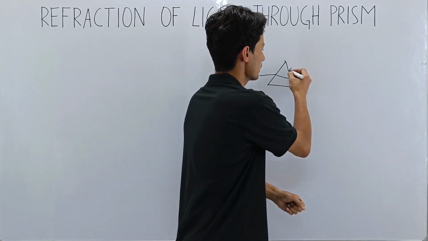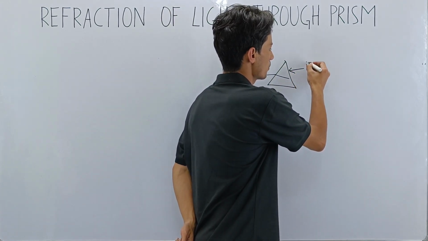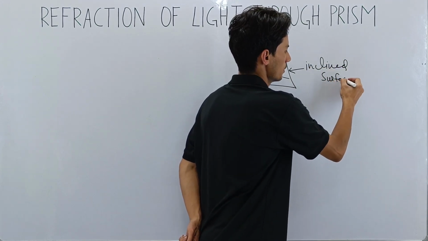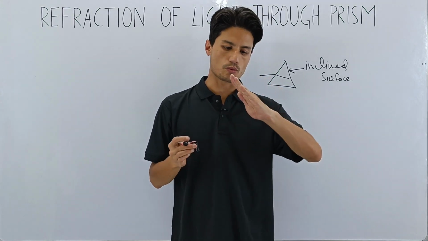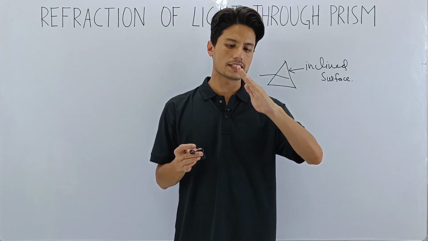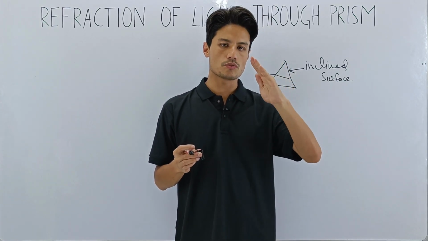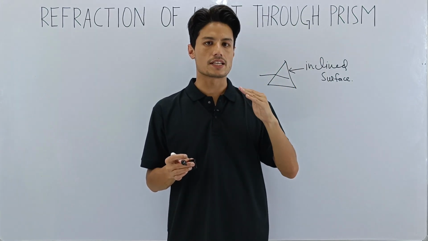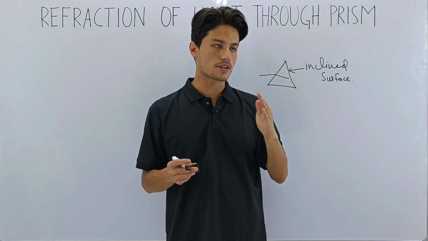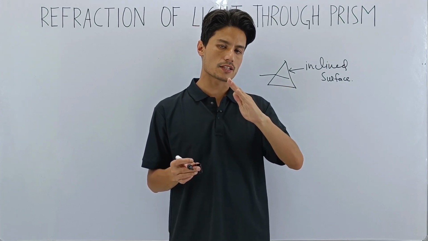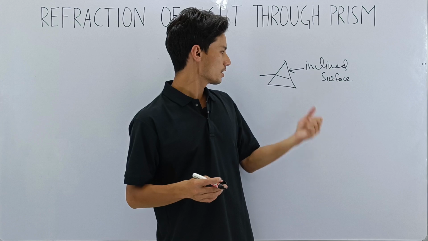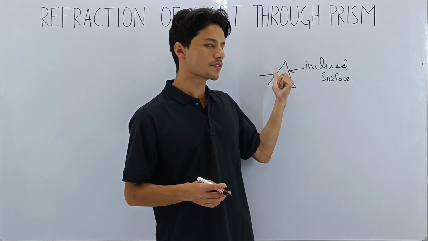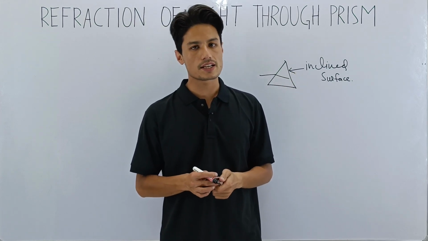This surface is called the inclined surface, because it's like a slope. Such types of surfaces are called inclined surfaces. The roofs of our houses are inclined, which makes water flow easy. When it rains, the rainwater flows down easily because the slope is inclined. Slopes are examples of inclined surfaces. So in a prism also we have 2 inclined surfaces, and the incident ray is made to fall on any one of the inclined surfaces.